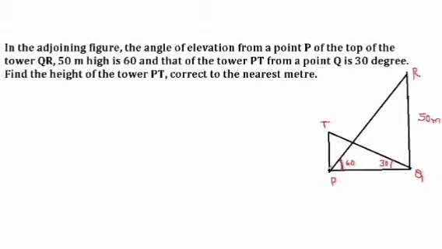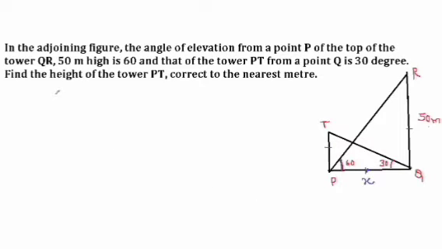Now this is your tower PT and here we have tower QR, and the height of the tower QR is 50, and the angle of elevation is here 60 and the angle of elevation for PT is 30. So first thing, we need to find out PT, but before that we can find out PQ. Here the angle is given and the perpendicular is given. The base we need to know, so let us take the base as x.